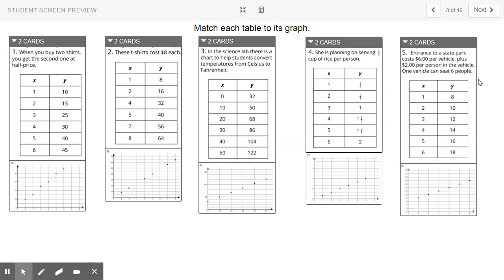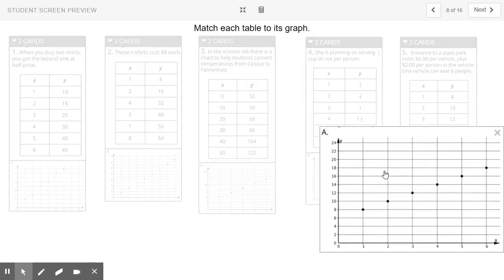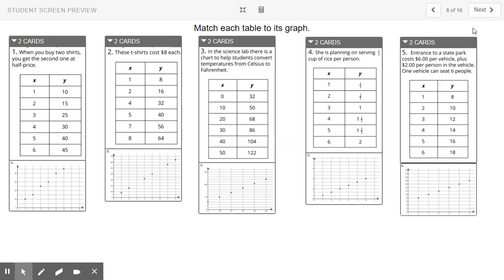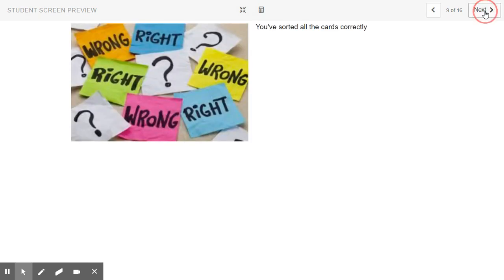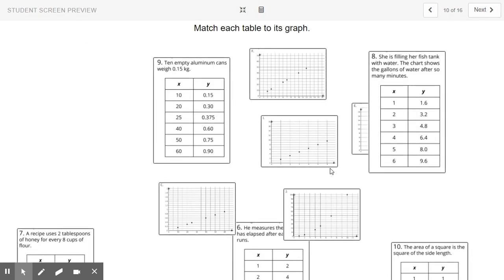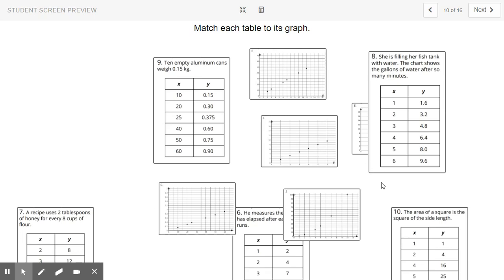And finally, for card 5, it matched with card A. All right, so here we go. Here's our A. All right, so these are our matches. Let's try another set. These are maybe going to be a little different because there are some decimals. So remember what decimals mean. Go ahead and we're going to try to match the tables to the graphs.